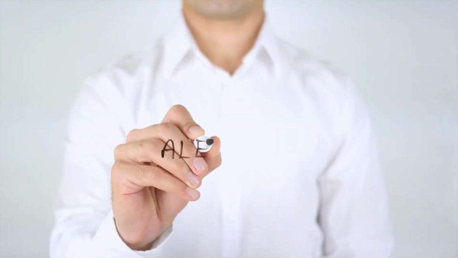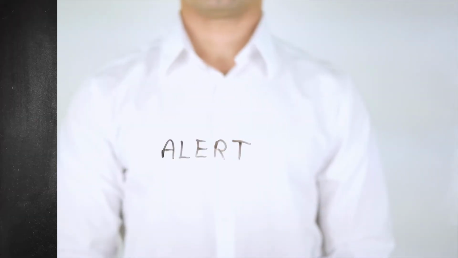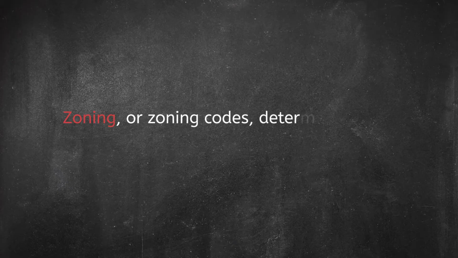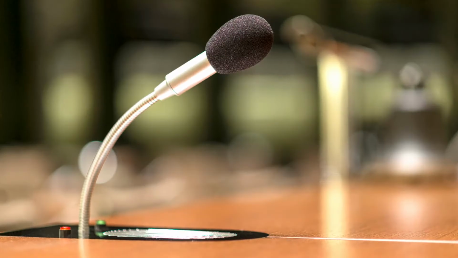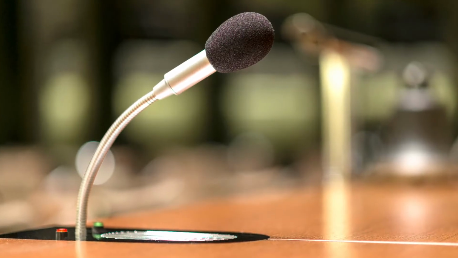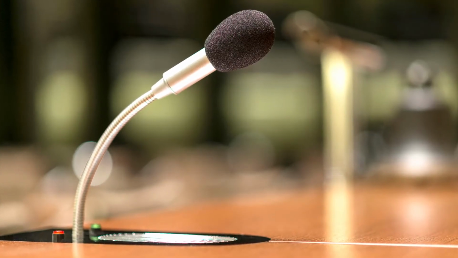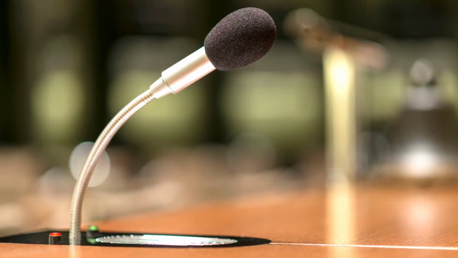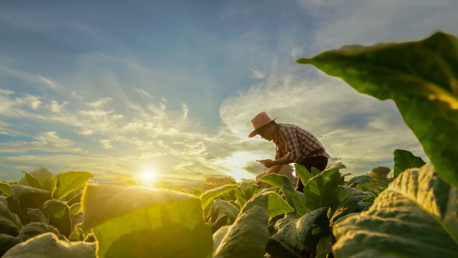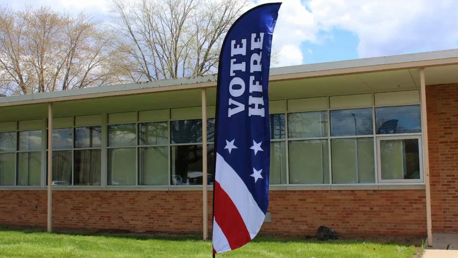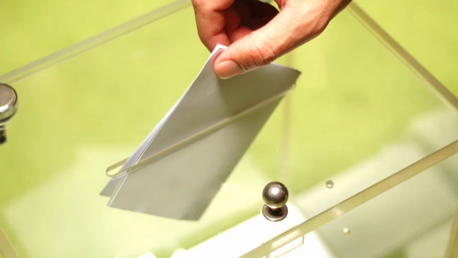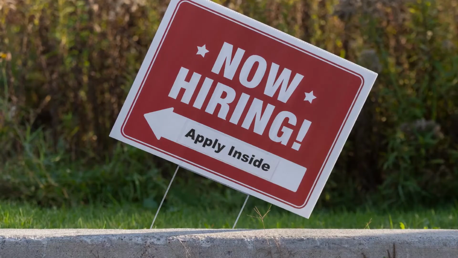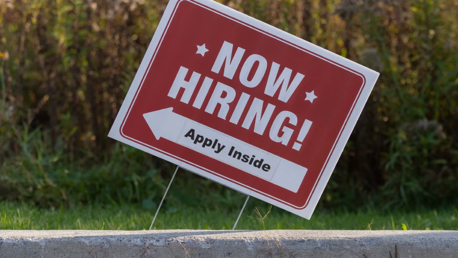Word alert! Zoning, or zoning codes, determine what type of development can occur in an area. Now, county boards may have even more lofty executive duties over specific county commissions in such areas as agriculture, transportation, and election. You may see names on those yard signs for these boards because county boards are elected through popular vote. Most counties have a number of lower positions as well.